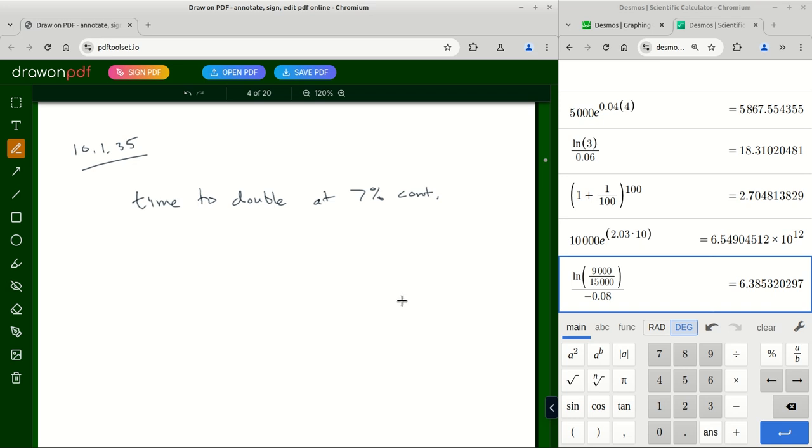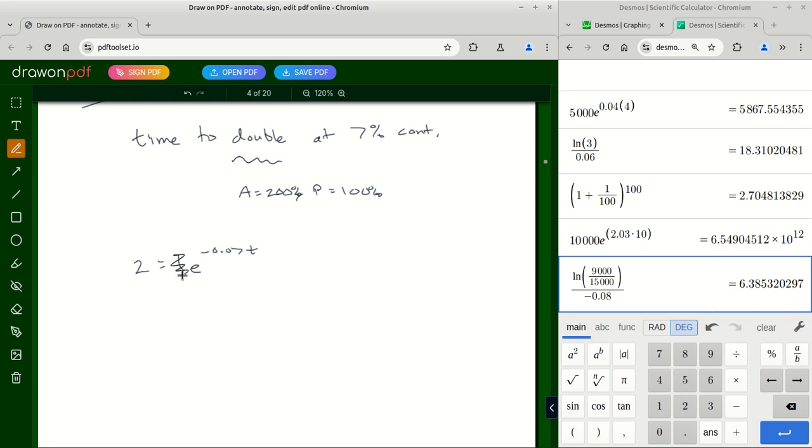But I'll just show you how to approach this. Double means that your final amount is 2 as long as your initial amount was a 1. Okay, so I'm not saying you started with $1 and you get $2. I mean, I guess you could, but double just means the ratio between them is that you started with 100% and now you are left with 200%. So 2 is equal to 1 e to the 0.07 times t. And we're trying to find time, so solve for time. You don't need the 1, obviously, so we're going to start with an ln on both sides.